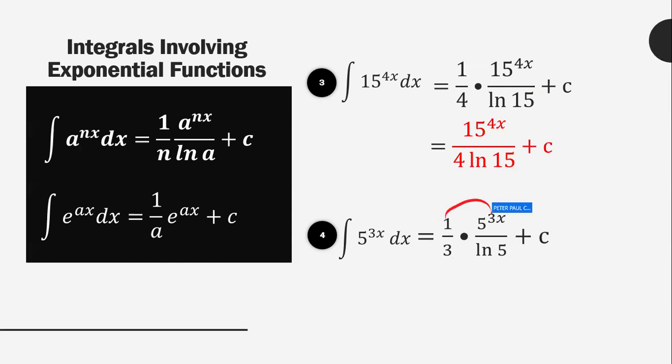Then we multiply 1 and 5 raised to 3x. So that becomes 5 raised to 3x. And then we multiply 3 times ln of 5. So you simply put them together. And then do not forget your constant of integration. So that is how easy it is to get integrals involving exponential functions.